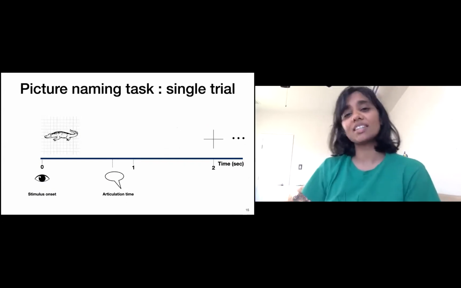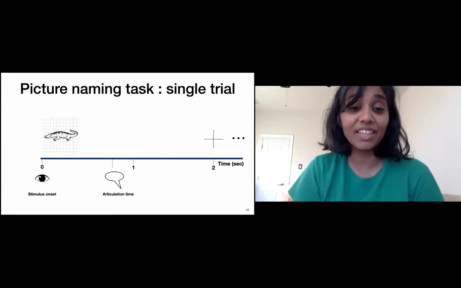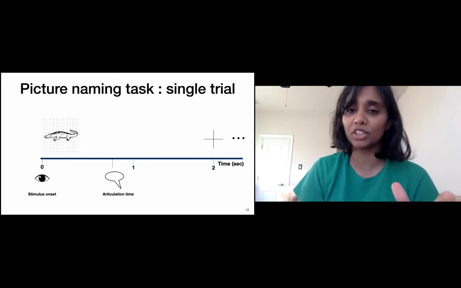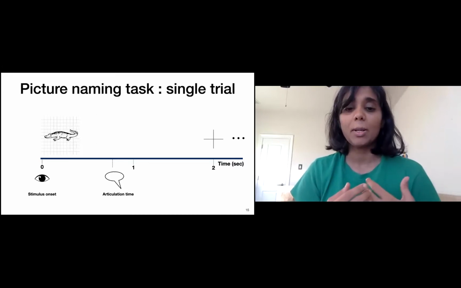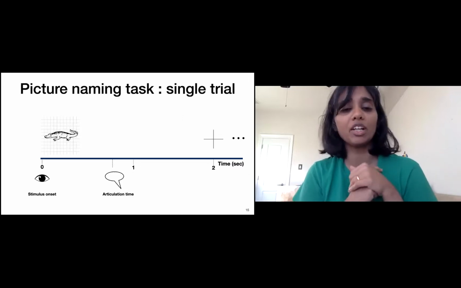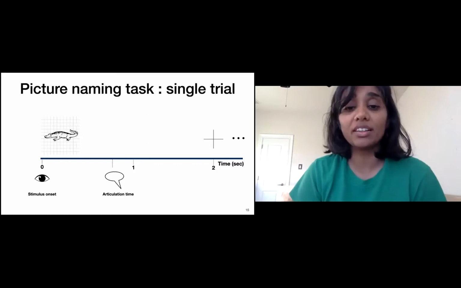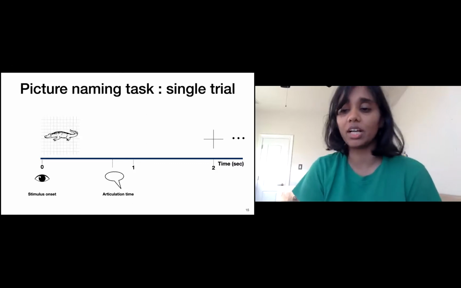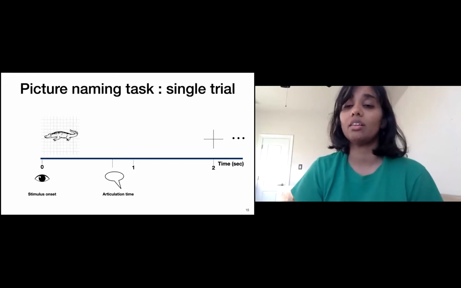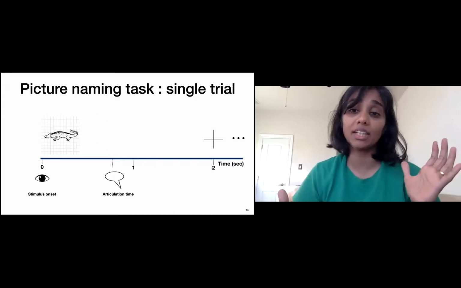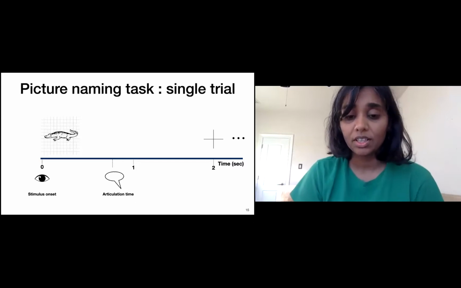So here's a task that the patients did. The task was at time 0, they were shown that picture, not just this one picture, they had many pictures. And if you saw it, you might look at it and say, alligator. And whenever you said it, that would be your articulation time. And that's one trial. Now imagine you did this 200-300 times. That's my data set for a single patient.